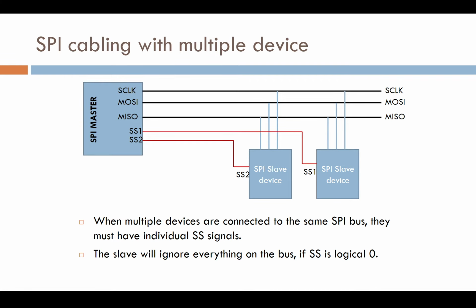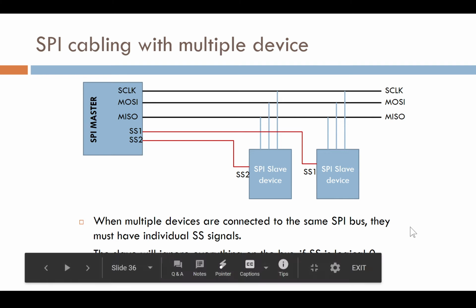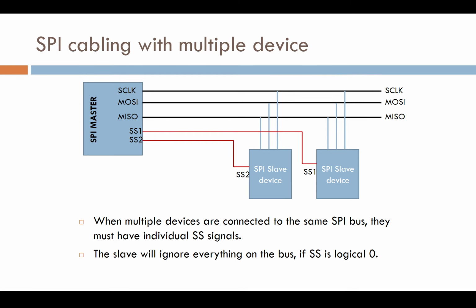Okay, with multiple devices, they are sharing the same data lines and clock line, but separate slave select lines. So that way the SPI master will control which slave will be in use, one at a time. A slave will ignore everything on the bus if the slave select is logical 0. And there are some other fine details on how this bus actually works, but as I said on the previous slide, it depends on the device. So again, read the manual.